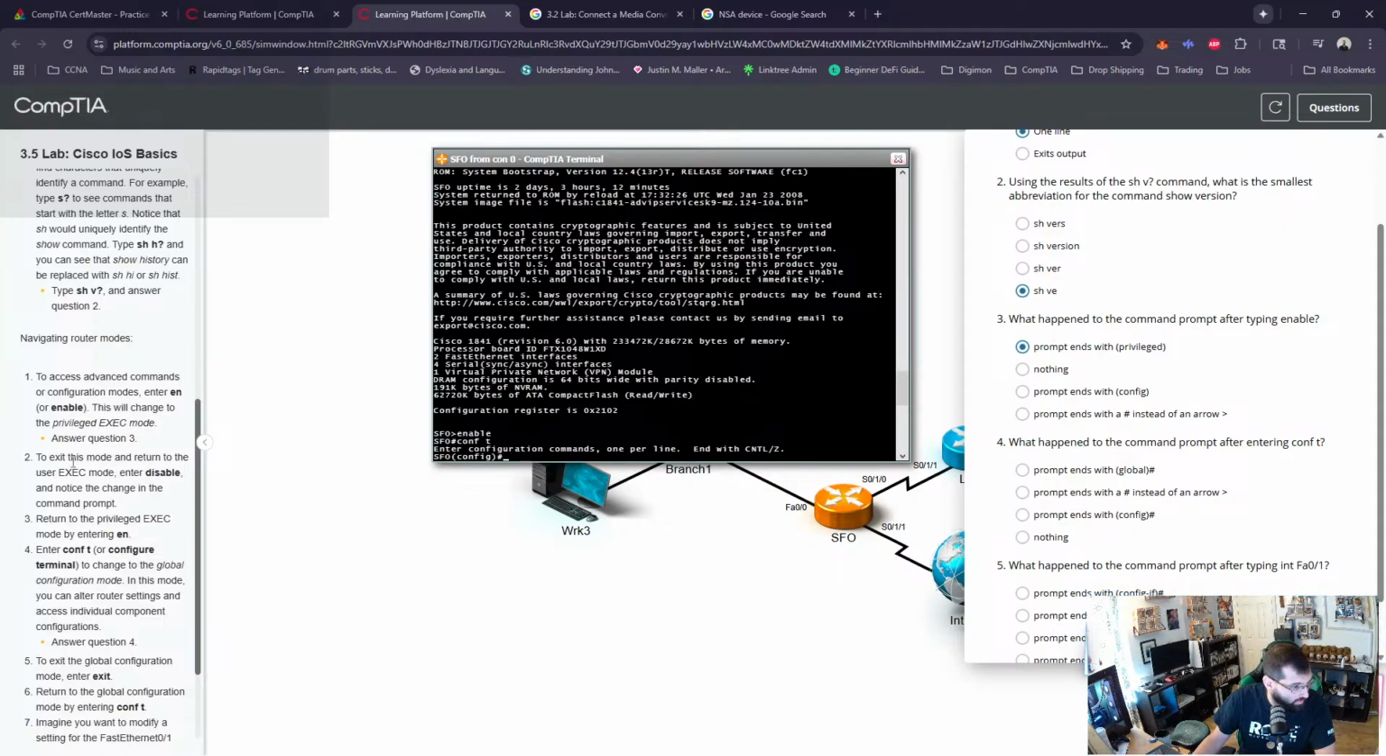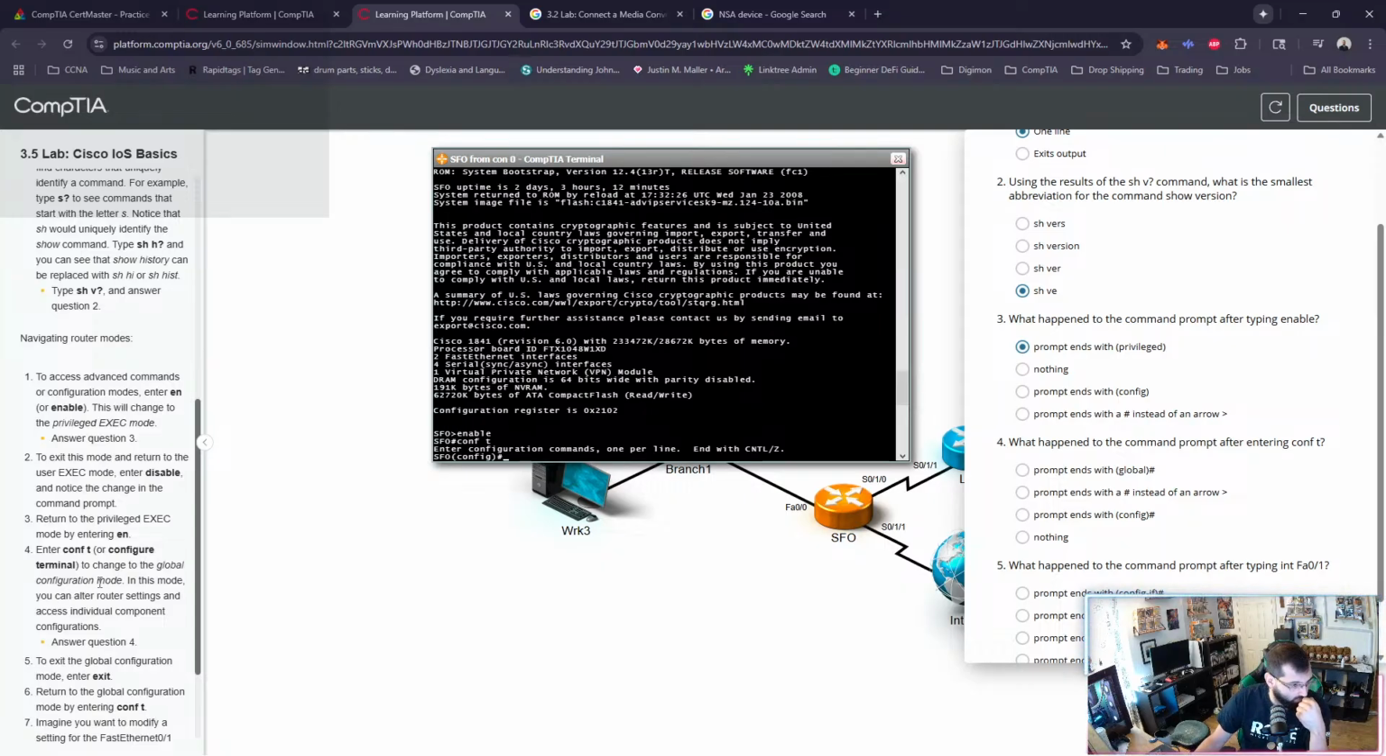Okay. To exit this mode and return to exec mode, just type disable and enter, and notice the change in the command prompt. Re-enter exec mode by entering EN. I always put config term. I never put config T. I didn't know you could.